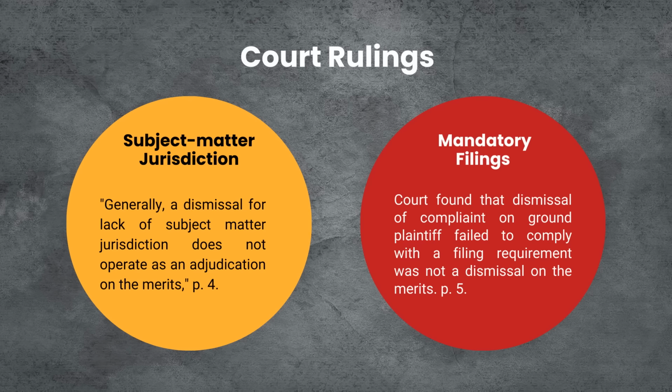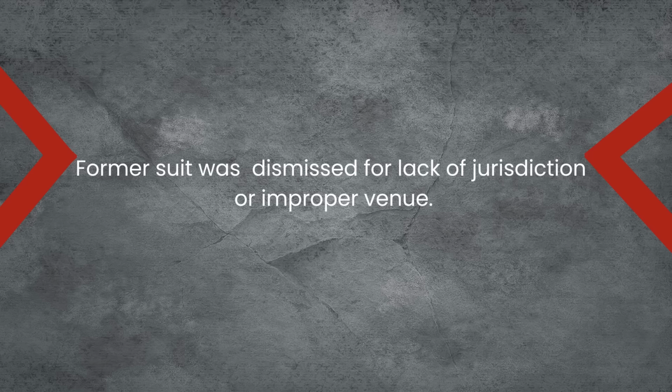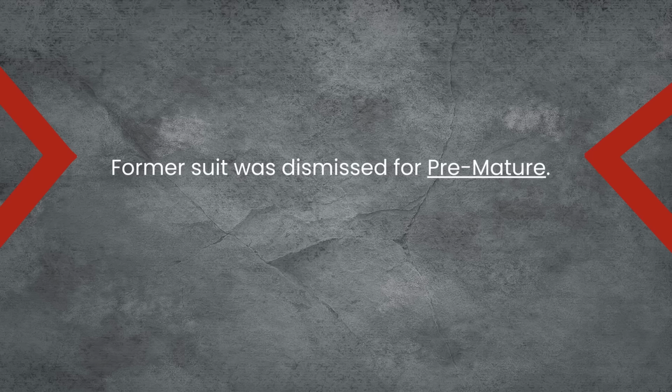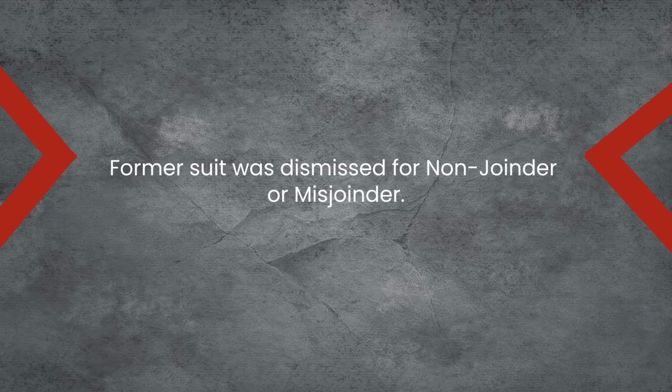Now, let's look at some other exceptions. The former lawsuit was disposed of ex parte. The former lawsuit was dismissed for lack of jurisdiction or improper venue. The adjudication was not made on the merits, as we just saw in Keeley versus Croft regarding subject matter jurisdiction. The former lawsuit was dismissed prematurely. The former lawsuit was dismissed for want of cause of action. The former lawsuit was dismissed for non-joinder or misjoinder.